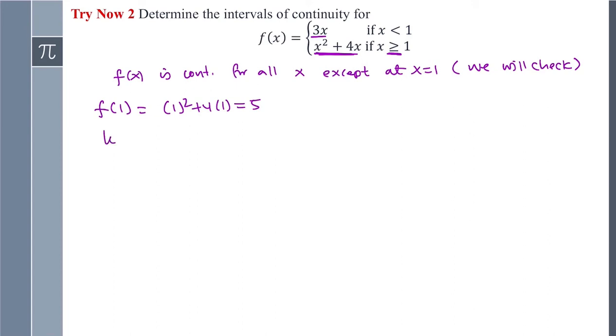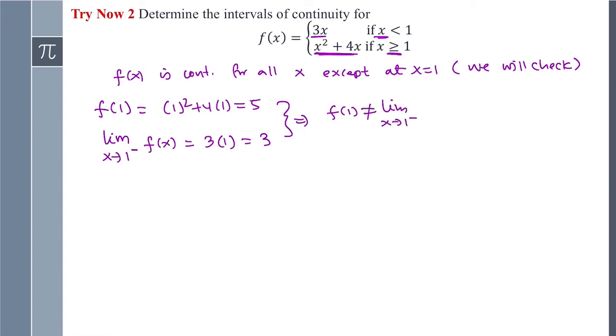Okay, so now let's go ahead and find the left limit. So limit as x approaches 1 from the left of f of x equals, so for the left, we use this one, which is 3 times 1, and that is 3. So here, this implies that f of 1 is not equal to the limit as x approaches 1 from the left of f of x, which means f of x is not left continuous at x equals 1.